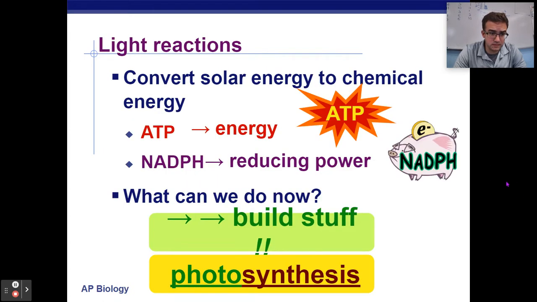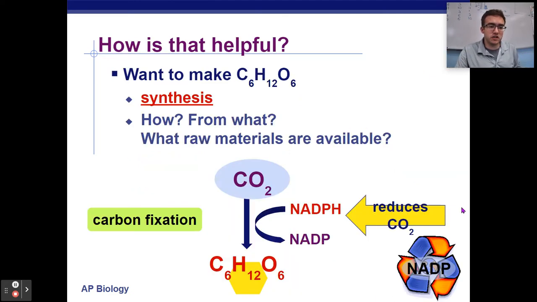So the light reaction gave us two things. It gave us ATP, which is the energy, and NADPH, which is our electron carrier and supplies the reducing power. So now we have energy and electrons to help us build stuff, to synthesize, to make a sugar. All right, so how is that helpful? It's helpful because now with those two things, with the ATP and with the NADPH, we can now fix carbon.